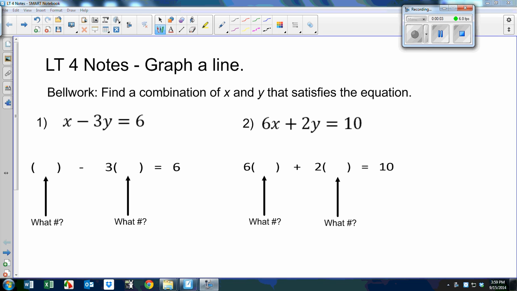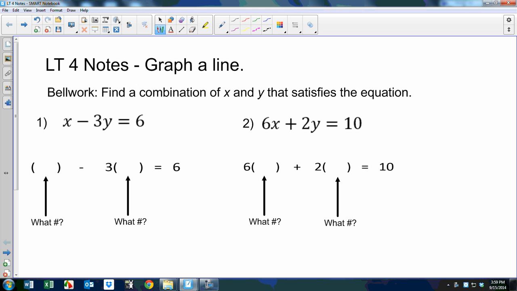In learning target 4 notes, we're just graphing a line, an Algebra 1 skill, but it's so important to our unit, we're including it in this unit to make sure everybody remembers. But in the bell work, I asked kids to think about two numbers that would make x minus 3y equals 6. So basically, fill in the parentheses here and here. And I'll shortcut that. They came up with some options.